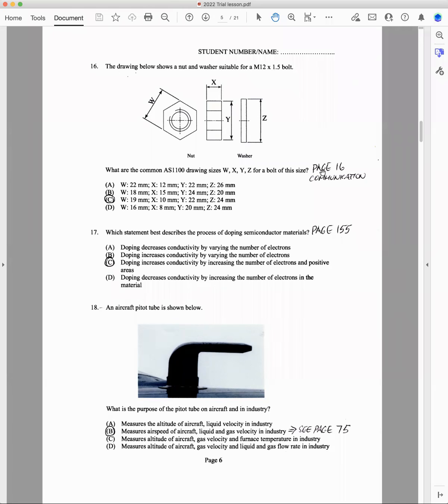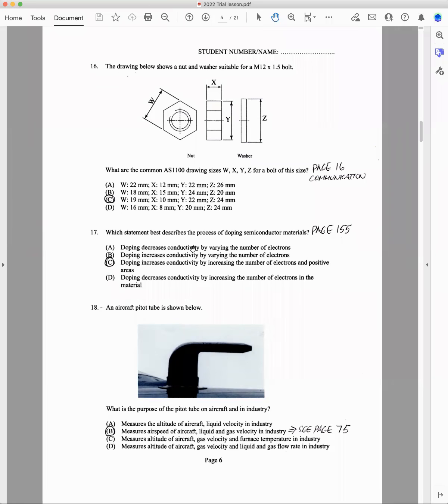Now, you've got to learn all of this on page 16 of the communications workbook, the yellow book. There's no substitute for learning it. So you know that across flats here is 1.6D, so it's 1.6 times 12. The width of a nut is 0.8D. The across corners of a hexagon is 1.8D. The diameter of a washer is 2D, and the thickness of a washer is D on 4. And so when you work all this out, you'll see that C is the correct response.